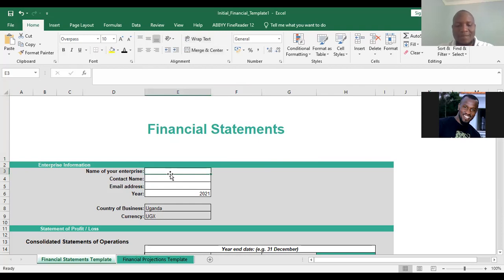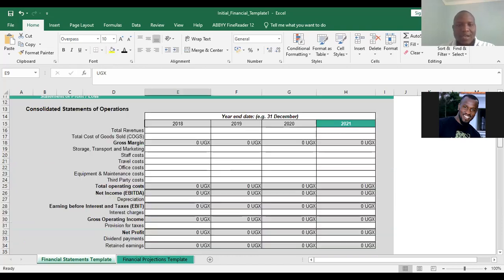Then I can put here the name of the organization, or renewable energy business incubator, better. And I can put the contact name. I can say Roy Masiga. Okay, email address, and say this is my email address. Okay, and this is year 2021, country Uganda, currency is Uganda shillings.